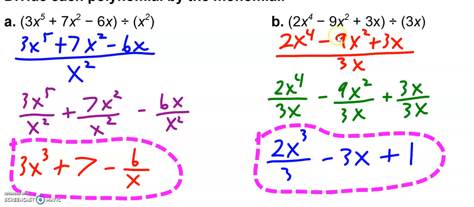For B, again, I rewrote it, split up the fraction here in the green. 2x to the fourth over 3x, the 2 over 3 just stays because those numbers do not actually combine or reduce, but x to the fourth over x is x to the third. Here, 9x squared over 3x, well, 9 divided by 3 is 3, x squared over x is just x. So it's a coincidence, but 9x squared over 3x is just 3x. And here, 3x over 3x, the 3 reduces, 3 over 3 is 1, x over x is 1, so I'm left with just plus 1. Now, don't forget that it is plus 1, and it doesn't just go away and become 0 or something.